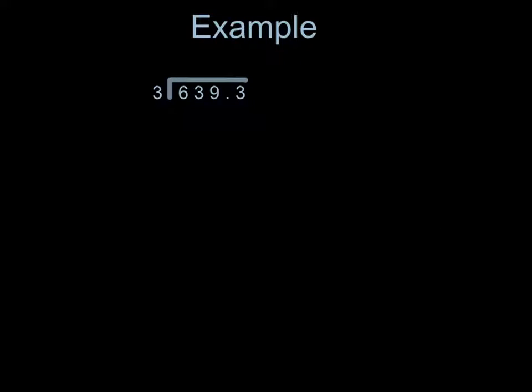First, you have to ask yourself, how many times does 3 go into 6? So that's twice. 2 times 3 equals 6. Now you have to subtract that. Bring down the 3. How many times does 3 go into 3? And that's once. So 1 times 3 equals 3. Then you have to subtract that.